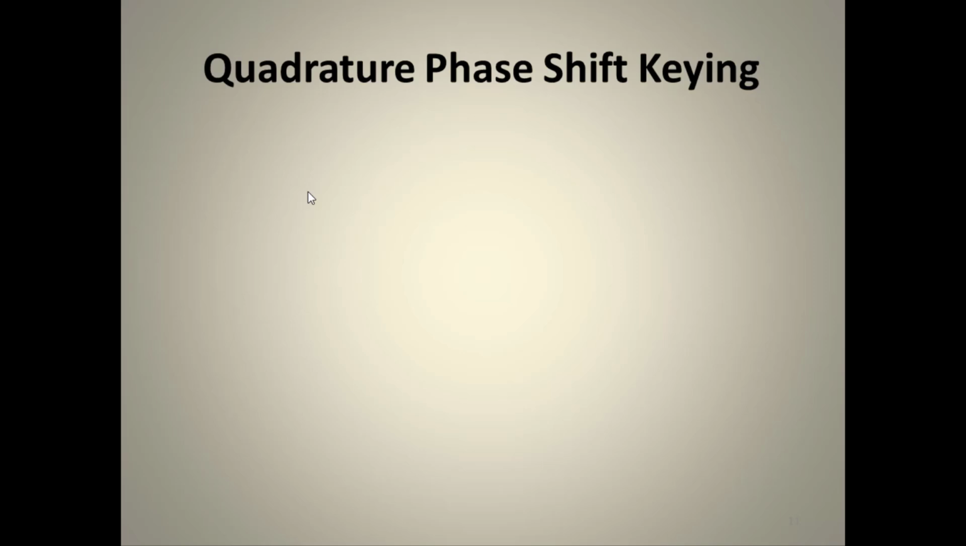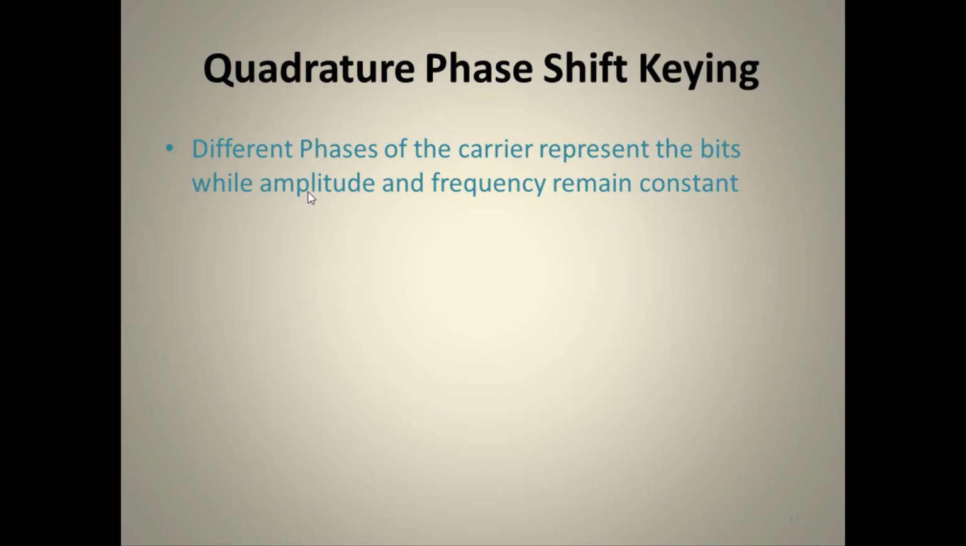So let us see further. What is quadrature phase shift keying? In this case, different phases of the carrier represent the bits, while amplitude and frequency remain constant.